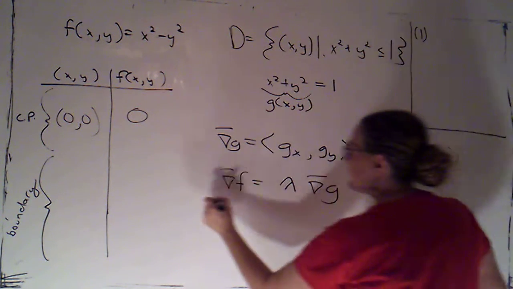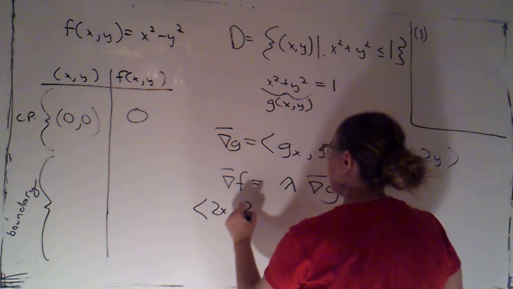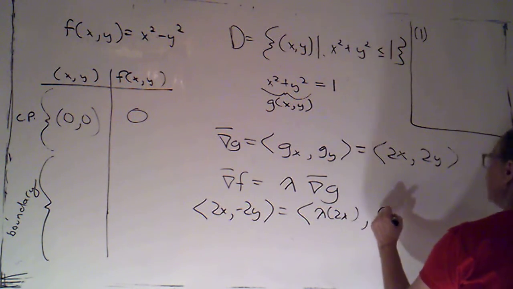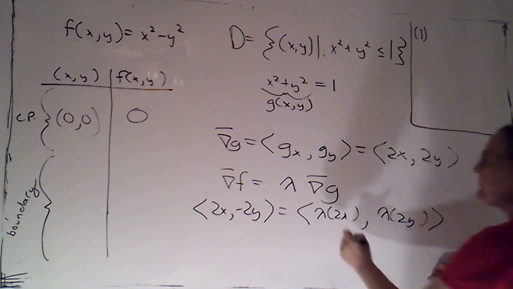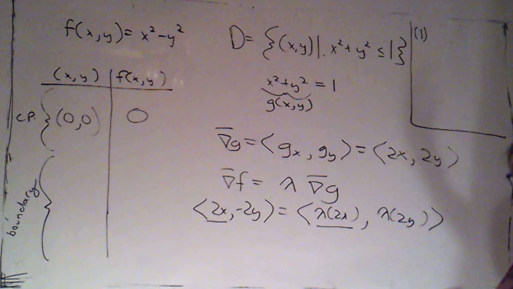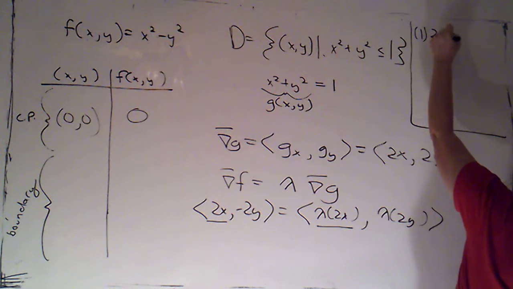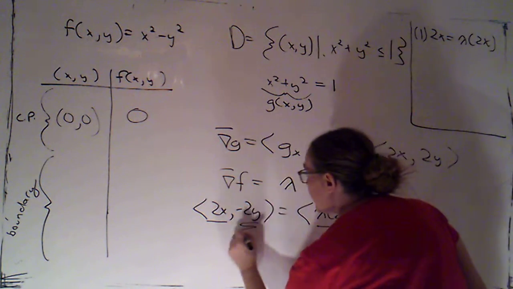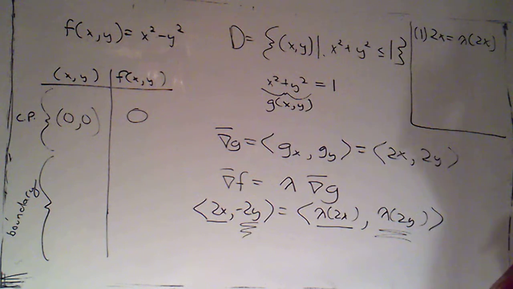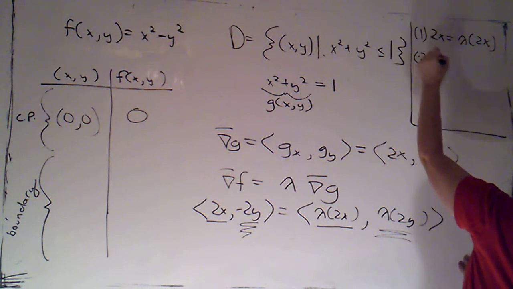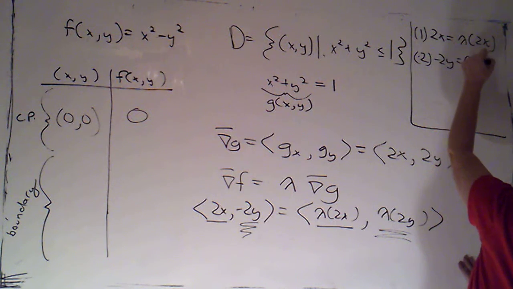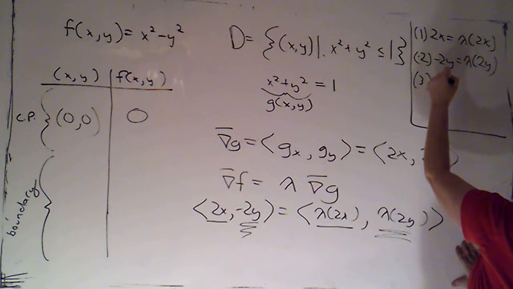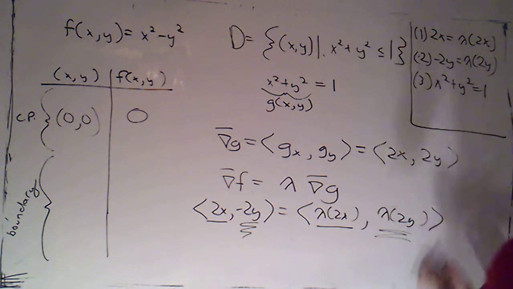And I just start by saying this would be 2x, negative 2y equaling lambda times 2x, lambda times 2y. So for my first equation, I'm just going to set those first components equal to each other. 2x equals lambda times 2x. For my second equation, I'll set my second components equal to each other. Negative 2y equals lambda times 2y. And then my third equation is the constraint, x squared plus y squared equals 1.